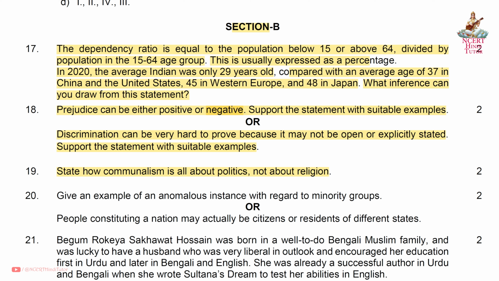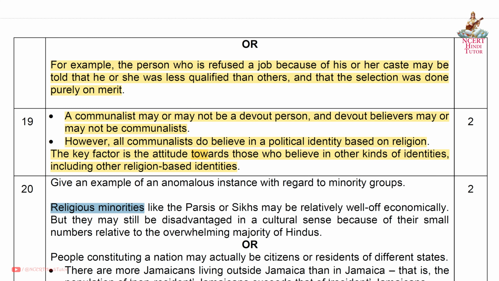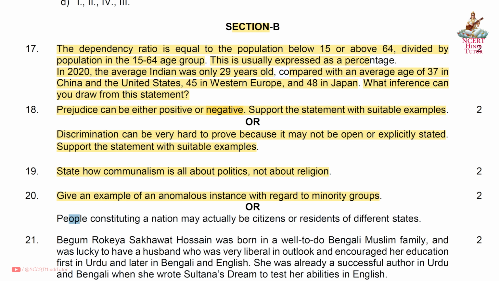Question 20. Give an example of an anomalous instance with regard to minority groups. Answer: Religious minorities like the Parsis or Sikhs may be relatively well off economically, but they may still be disadvantaged in a cultural sense because of their small numbers relative to the overwhelming majority of Hindus. Or, people constituting a nation may actually be citizens or residents of different states.